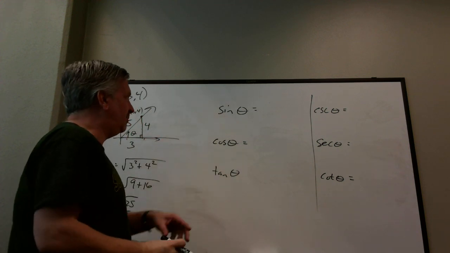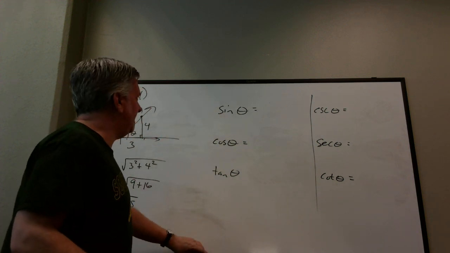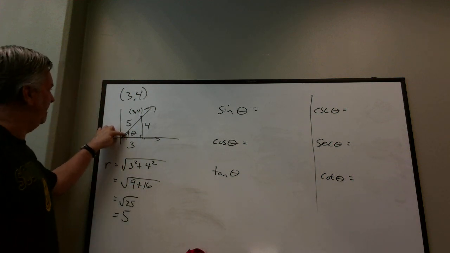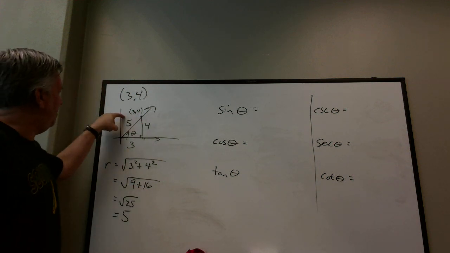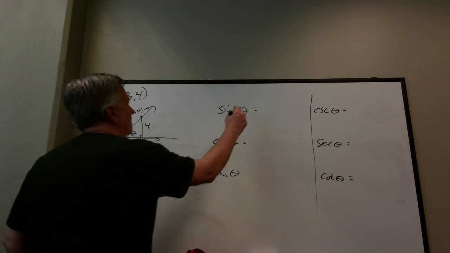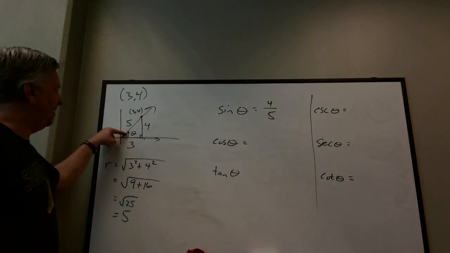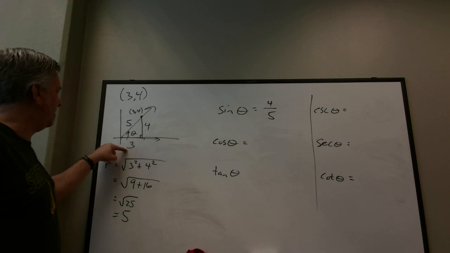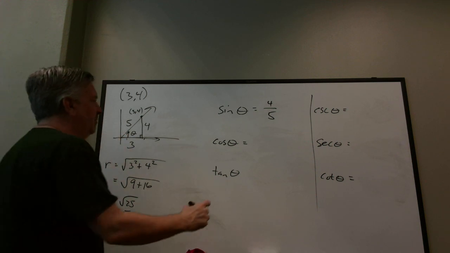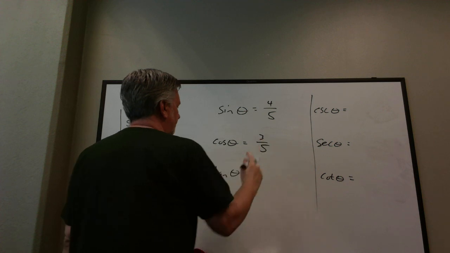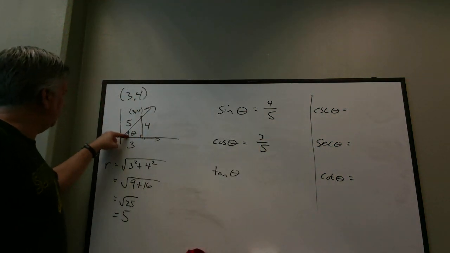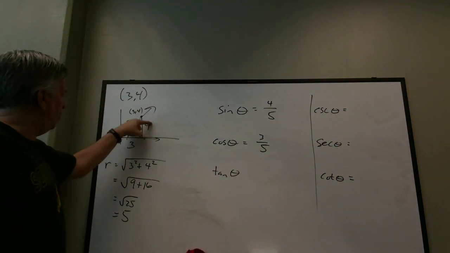So this is how you label your answers. So sine of theta equals, well, what was the definition of sine? It was opposite over hypotenuse, or y over r. And then what was the definition of cosine? Cosine was x over r, or adjacent over hypotenuse. That's 3/5. And tangent was opposite over adjacent, or y over x.